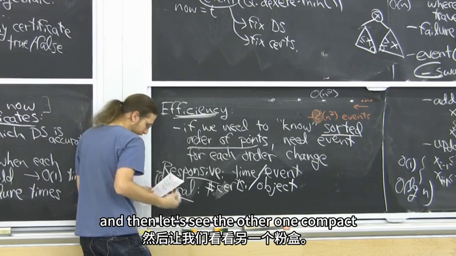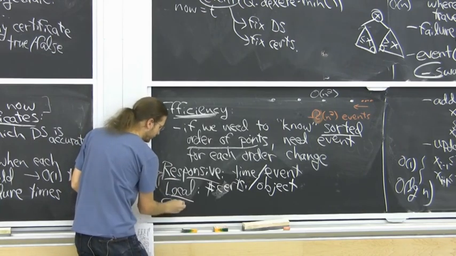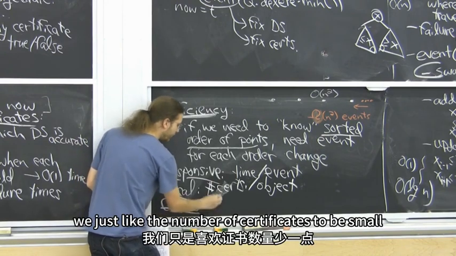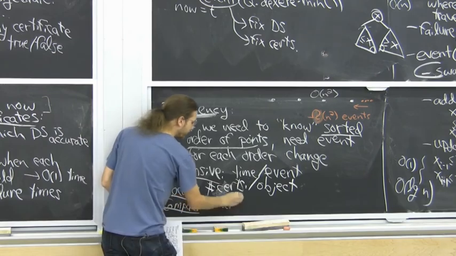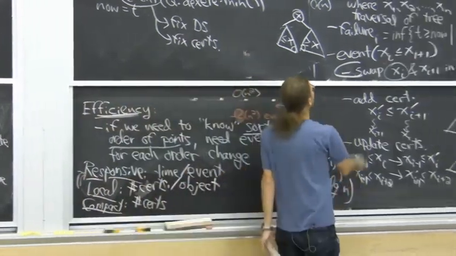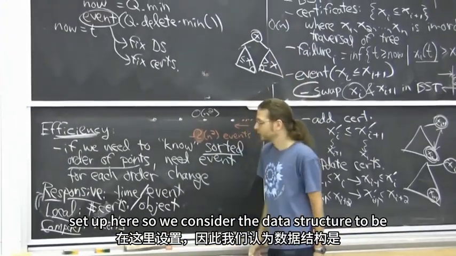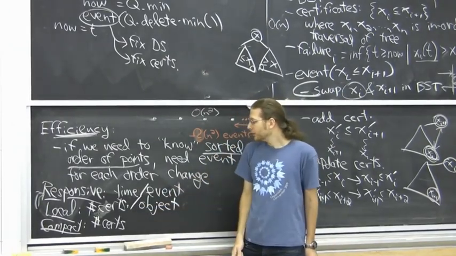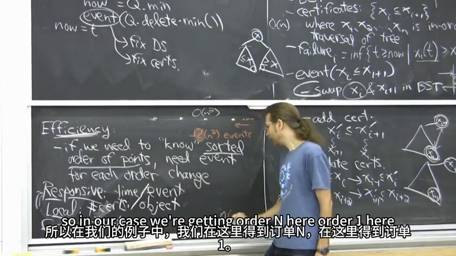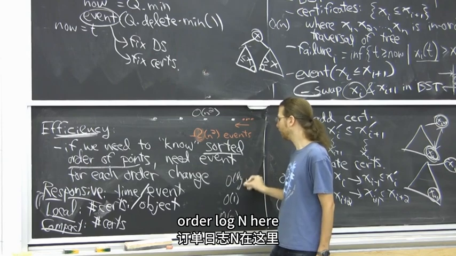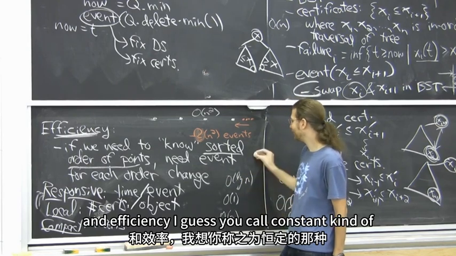And then what's the other one? Compact. This is about space. We just like the number of certificates to be small. So in this case, number of certificates is linear. I set up here. So we consider the data structure to be optimally compact. You need at least n. Okay, so in our case, we're getting order n here, order 1 here, order log n here. And efficiency, I guess you call constant, kind of.